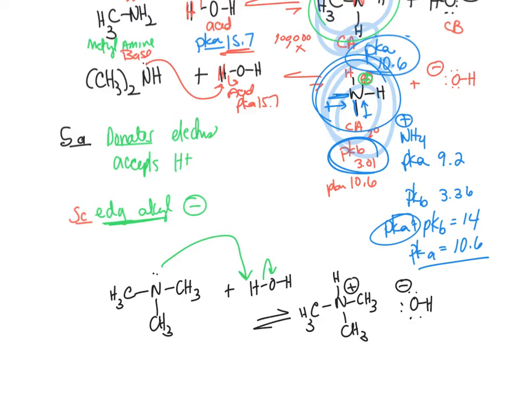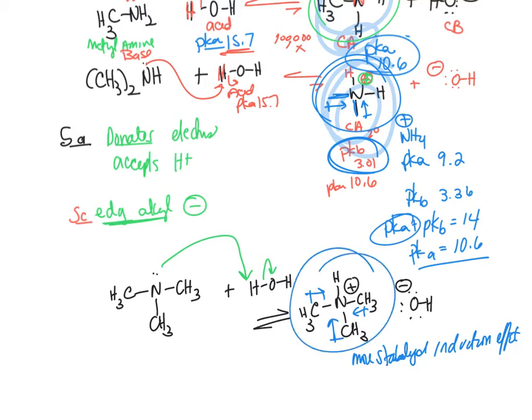Is this product more or less stabilized by induction compared to the primary and secondary? This would be even more so, because those electrons would go here and here and here, because those are electron donating, so they're going to push those electrons. So you would say it's more stabilized by the induction effect. If the conjugate acid is more stable, that would indicate that the base is more basic. So if this is more stable, then this is going to be more basic.